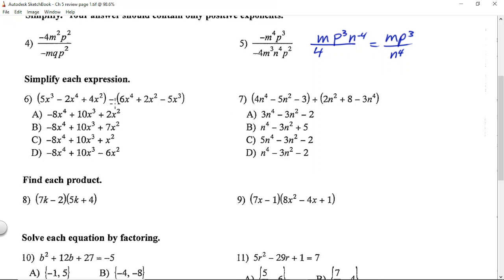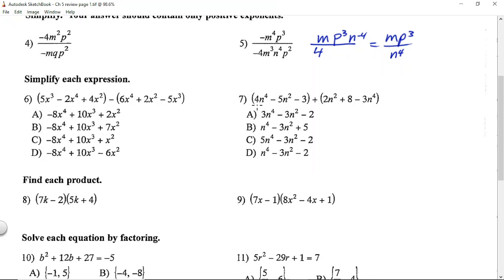Now, like number 6, we would have to distribute that negative sign to each of those. So we're not going to do number 6, but this is negative 6x to the 4th, and then negative 2x squared. And then when you distribute that negative to the last one, it's negative of a negative, so it becomes positive 5x cubed. Okay, thought I'd just mention that. Ours, number 7, does not have a negative sign right there. It's plus instead. So we just add these. Look for like terms, where the variable and exponent is the same. That's the only one you can combine.